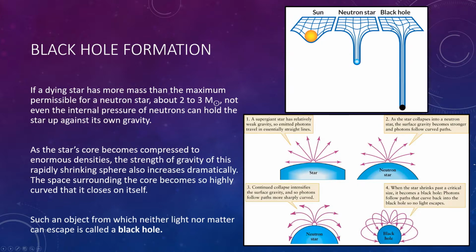Ordinary matter can never travel as fast as light. Hence, if light cannot escape from the collapsing core, neither can anything else. An object from which neither light nor matter can escape is what we call a black hole. In a sense, it is a hole punched in the fabric of the universe, and the dying star disappears into this cavity.